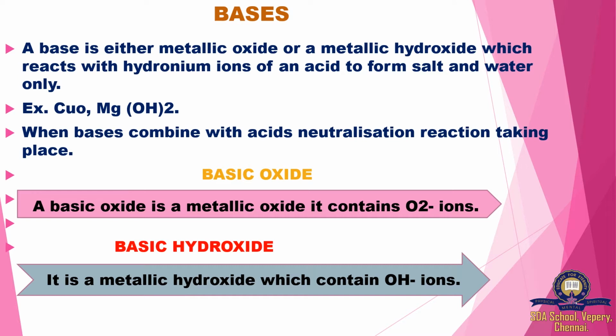Examples of basic oxides. A basic oxide is a metallic oxide. It contains the O2- ion. When an oxide has the O2- ion, we can say it is a basic oxide, so obviously it acts as a base. Next, basic hydroxides. Hydroxide means it has the OH formula. So when a metal hydroxide contains OH- ions, it is a base.